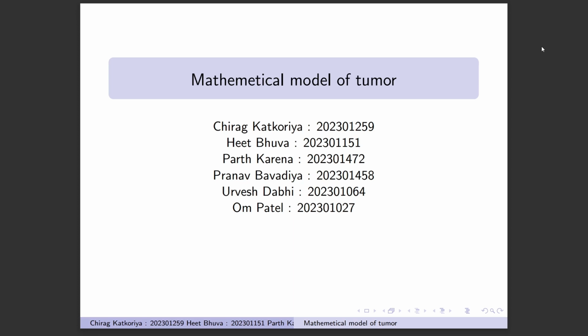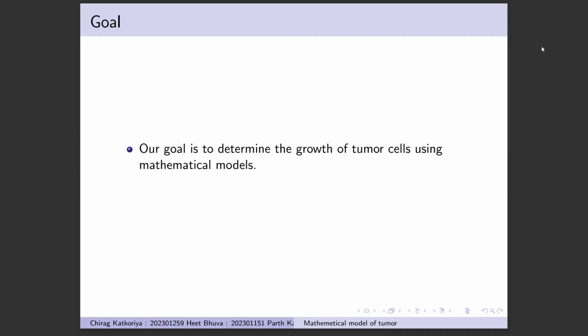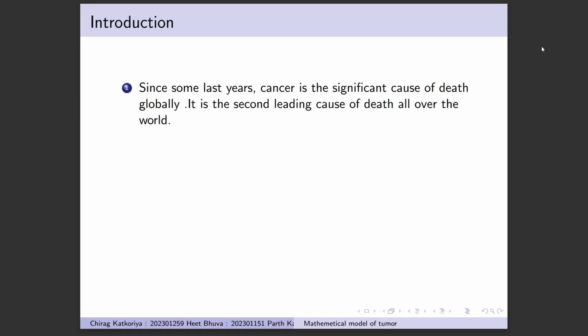It is quite interesting to know how calculus helped us in modeling tumor growth. We as a team have reviewed lots of literature available pertaining to this domain to understand it. The main goal of our project is to determine the growth of tumor cells using mathematical models.